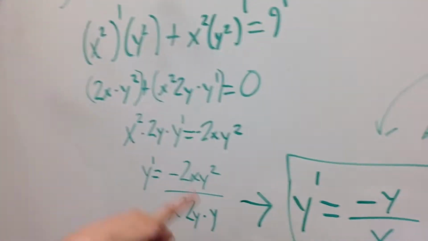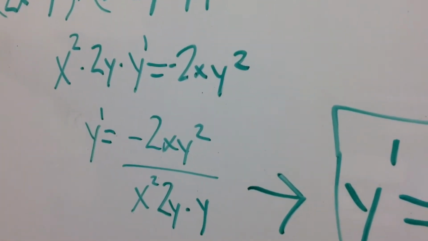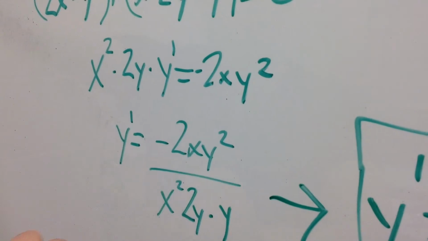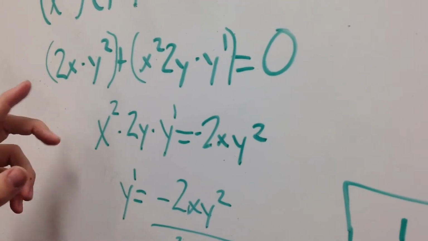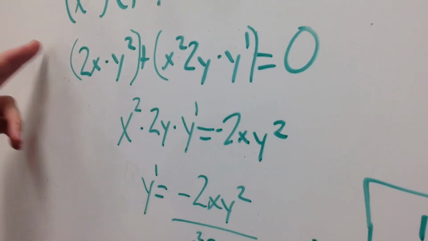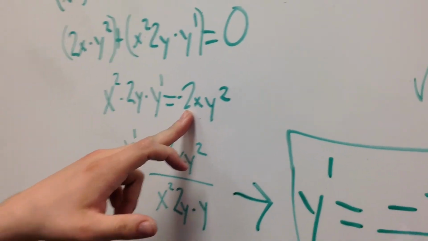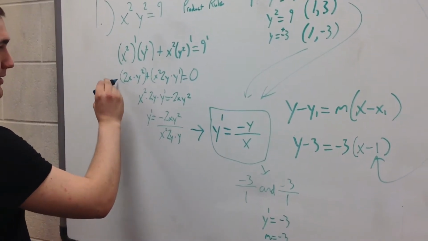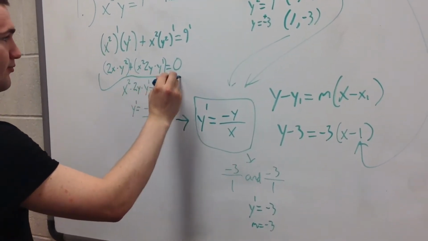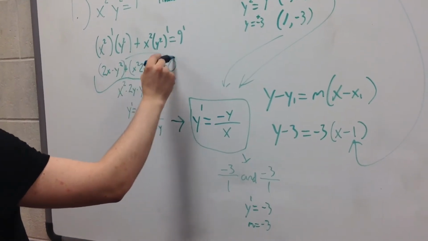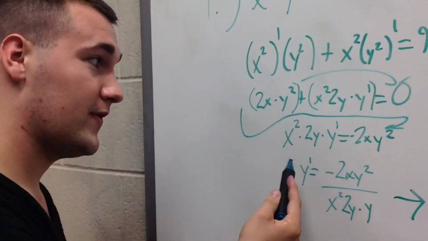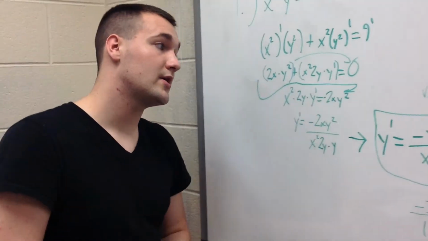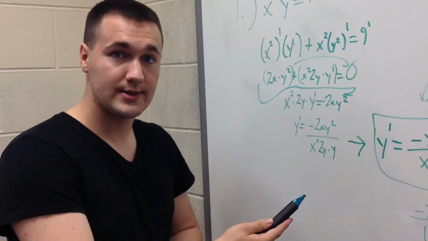So when you do this, you have x squared times 2y times y prime equals negative 2xy squared, and what I did was, in order to get that y prime, or to get rid of these two, I kind of subtracted this part right here, and I put it over here. So, in a nutshell, I took this and put it over there. I put it on the right side of the equation, the right side of the equal sign. So now we are left with x squared times 2y times y prime equals negative 2xy squared.